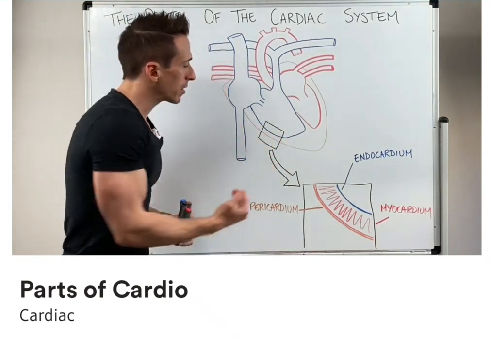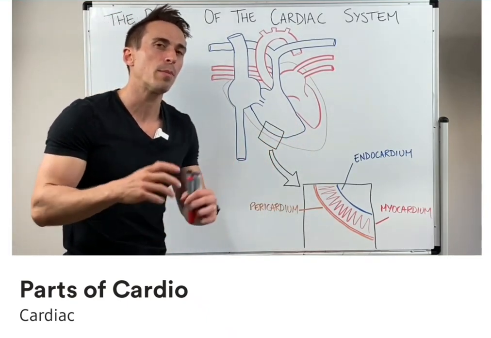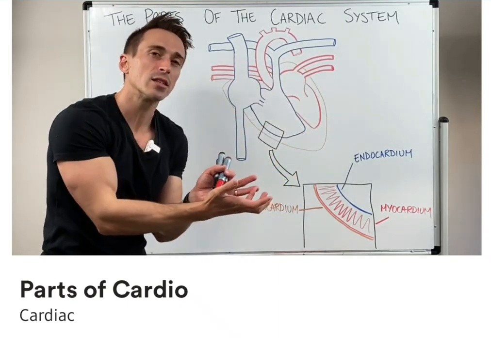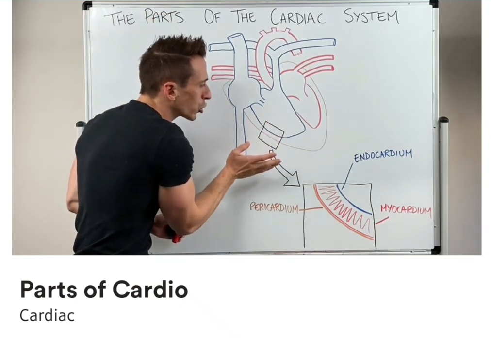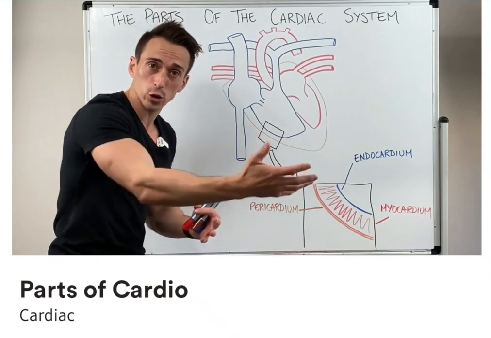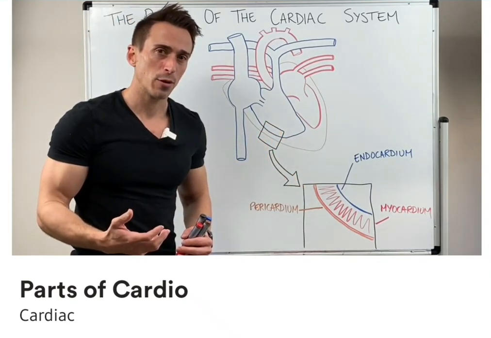And then the last layer, the most external layer, is what we call the pericardium, and it's actually a pericardial sac which covers or encases the entire heart. There's actually two layers of the pericardium. The layer that's closest to the heart is called the visceral pericardium, because visceral means organ, and the layer further away is the serous pericardium.